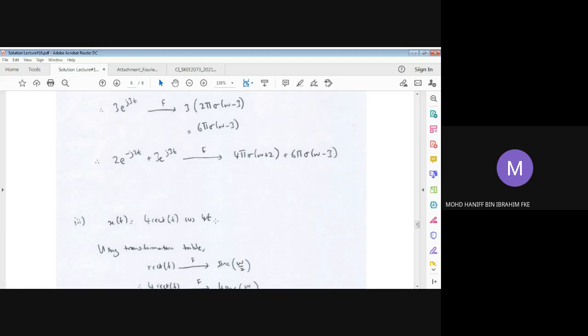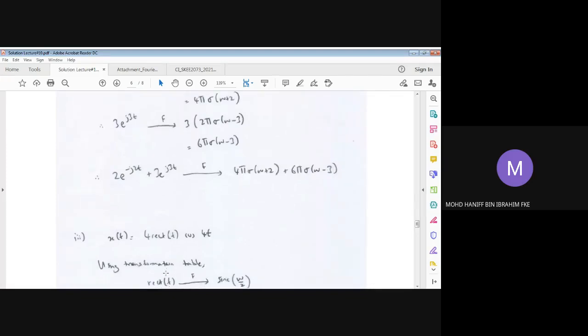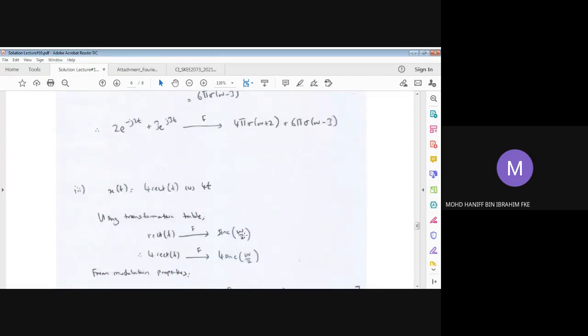Then only you can apply the modulation properties. For that, from what we have learned in the previous example, if we have rectangular t, we are going to have sinc omega divided by 2. So this is what we have learned previously. If we have 4 rectangular t, we are going to get 4 sinc omega divided by 2.